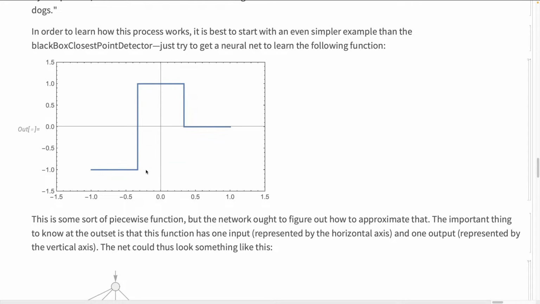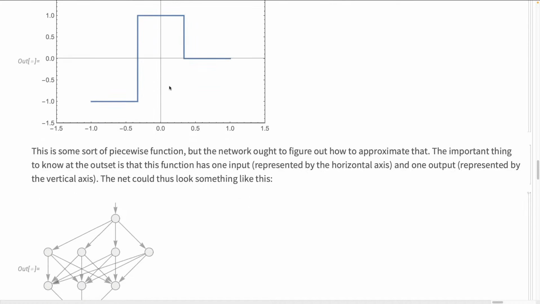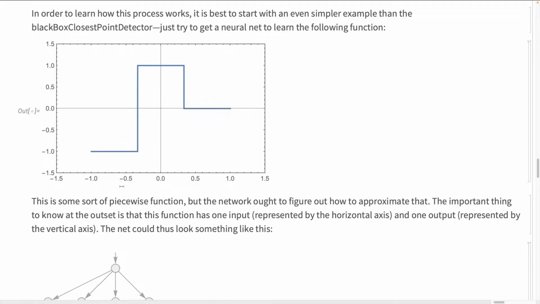If you're less than -1/3, you should read -1. If you're between -1/3 and 1/3, you should be 1. And if you're greater than 1/3, you should be 0. So it's a piecewise function, but ideally the network should be able to figure out how to approximate that. The important thing is that there's one input, which is represented on this horizontal axis, and that ranges, in this case, from -1 to 1. And then the output is going to be one of these three values, -1, 1, or 0.